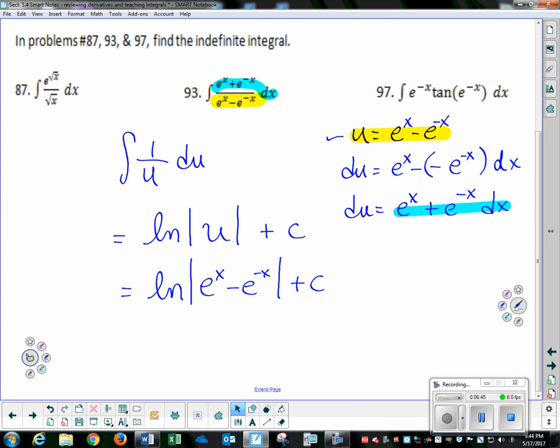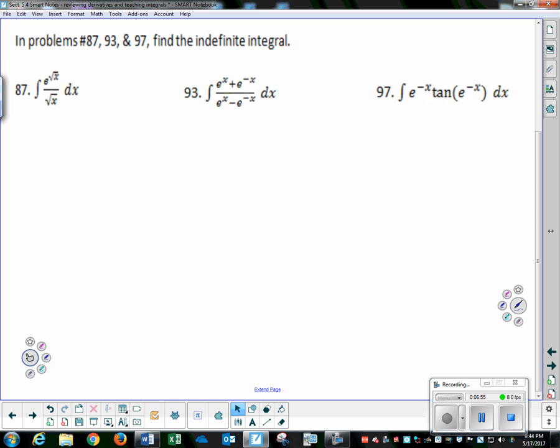All right, let's move to 97. I'm going to hit clear. If you need this a little bit, just please pause it. All right, number 97. Gut instinct. What do you think, guys? I can kind of see two choices. I see one function here, just that e to the negative x, and the other function that I'm eyeing is the tan of e to the negative x.